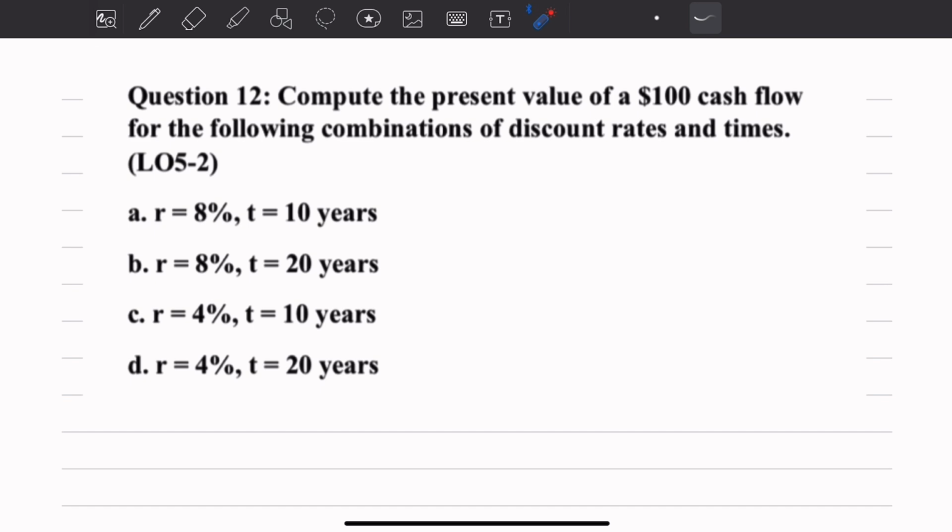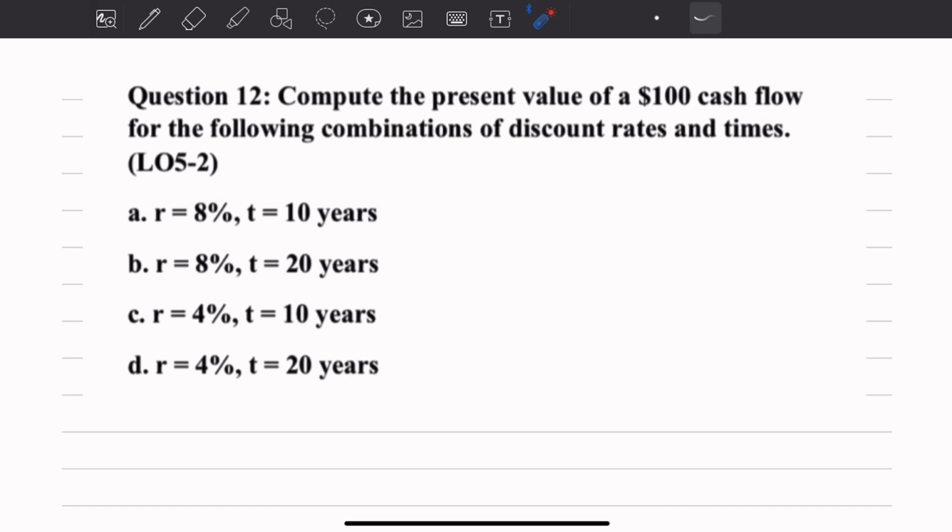In this video we're going to be looking at problem number 12, so let's read it. It says compute the present value of a $100 cash flow for the following combinations of discount rates and times. Okay, and then they're giving us a bunch of different scenarios. But the requirement here is to calculate the present value for each scenario. Okay, we have done a similar exercise previously, but that was to find the future value.